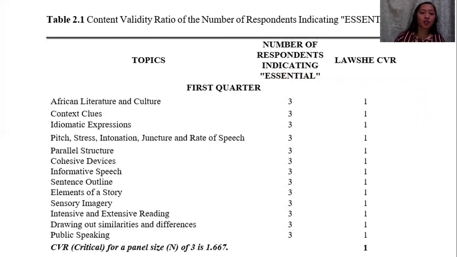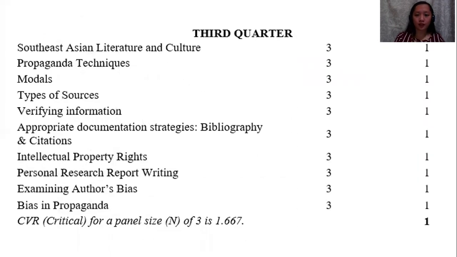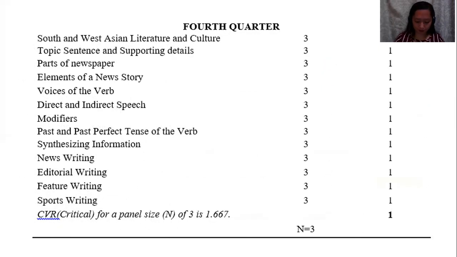Now, to measure the content validity ratio of the number of the respondents indicating essential, this part determines the validity of the topics included in the module. So this is Table 2.1. This is for the first quarter, second quarter, third quarter, fourth quarter. Table 2.1 shows the ratio of the number of respondents indicating essential for the topics included in the electronic learning modules in English 8, wherein the electronic learning module covered the 4 grading periods containing 32 topics which were validated by the subject matter experts in English 8.